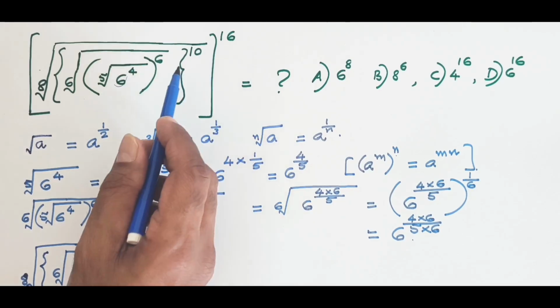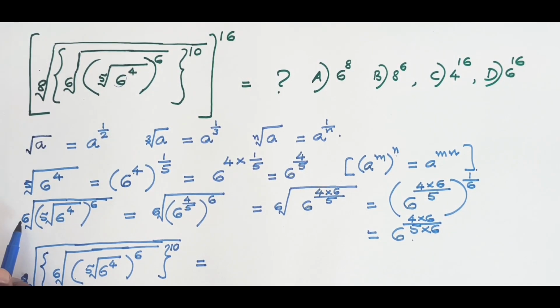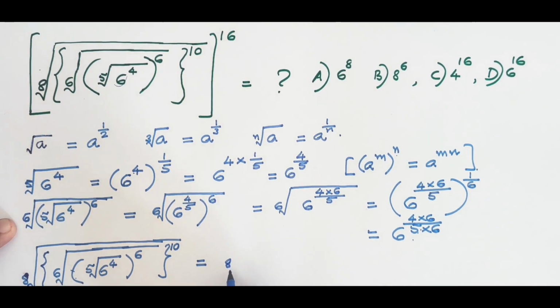We have excluded this only. We are going to simplify this whole thing. Now this is this. Can you see? This we have simplified to this. So I'll be writing that instead of this whole thing.